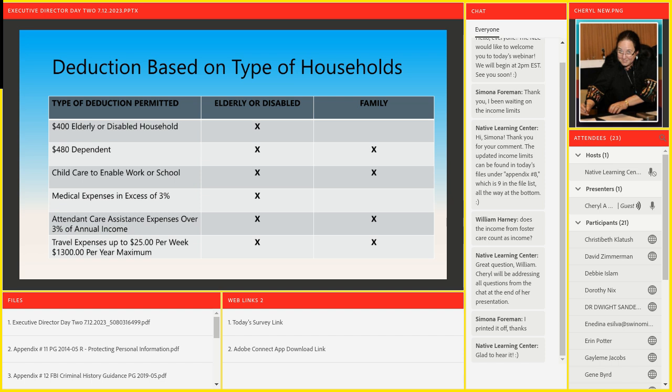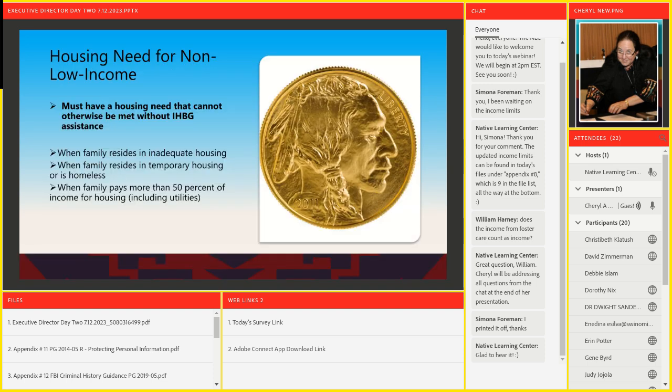So deductions based on the type of household. If you are in an elderly or a disabled household, okay, so that's when you are the head of the household or the spouse or the sole occupant, you are entitled to everything, okay? If you are not elderly or disabled and you're just a family, you are not eligible for the elderly or disabled household deduction, nor are you eligible for the medical expenses in excess of 3%. Okay. Those are the two deductions you wouldn't be eligible for.